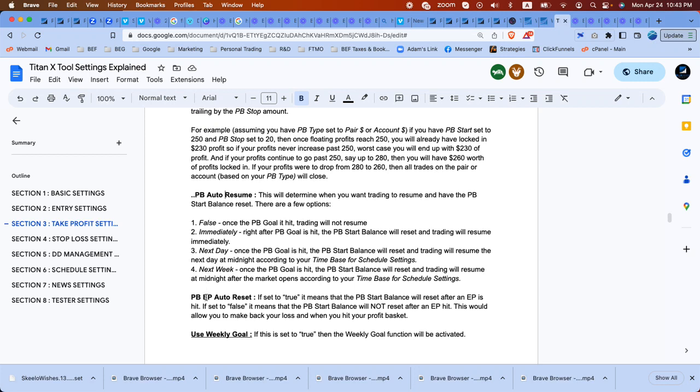EP auto resume. Okay, if this is set to true like it is now, it means that the profit basket start balance will reset after an EP is hit, just like it did. If set to false, though, it means that the profit basket start balance will not reset after an EP is hit. This would allow you to make back your loss when you hit your profit basket goal.